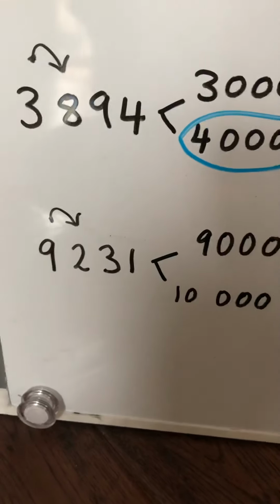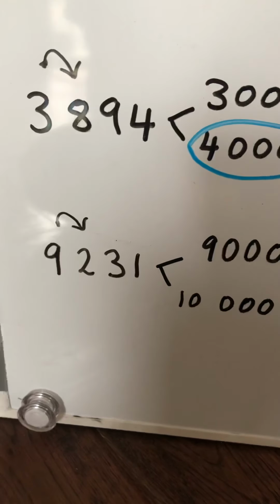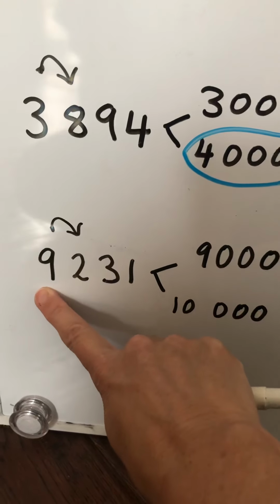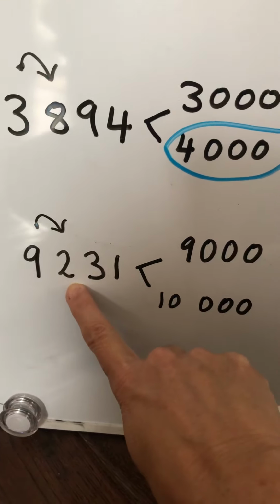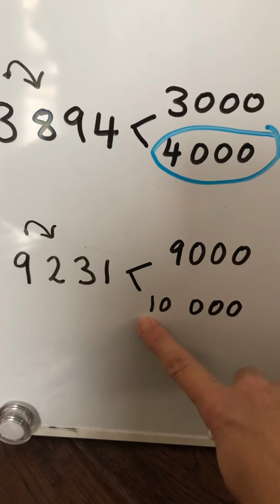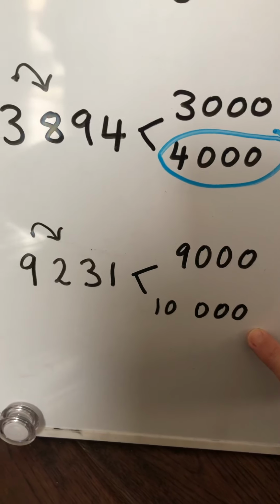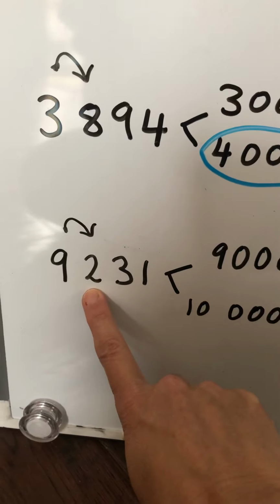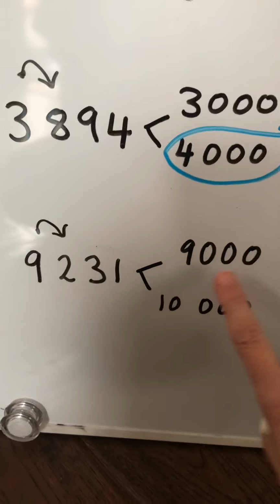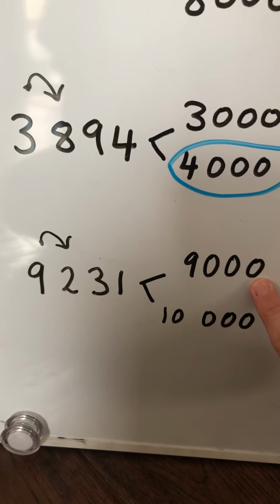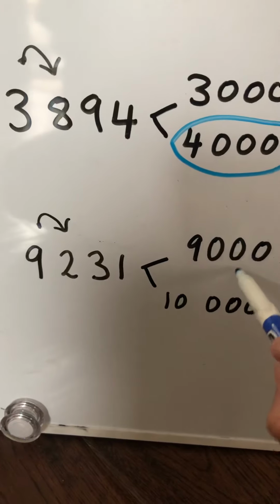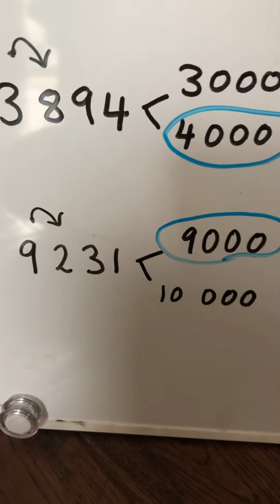Okay, one last example. 9,231. Let's put the dot above the thousands. Our hundreds help us decide. Our two choices will be 9,000 or we go right up to 10,000. Well, remember the rule. 5 or bigger than 5, you go to the bigger number. Less than 5, you go to the smaller number. Well, 9,231 is certainly closer to 9,000 than it is to 10,000. There you go.